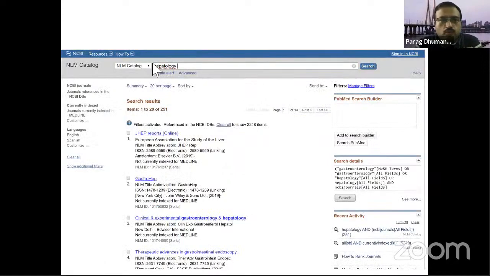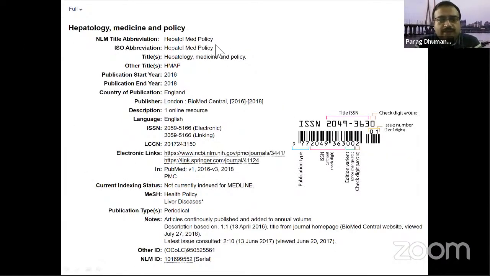So you have chosen one journal, Hepatology, Medicine, and Policy. It gives a complete kundali of the journal. It's the title, the year of start of publication, year of end. So this journal is no more published. It started from England, but it ended 3 years back. It's in English. This is the indexing. This is the ISSN. These are the electronic links. It's indexed in PubMed and PubMed Central. It is not currently indexed in Medline. These are the topics they cover. And this is also like the barcode of the journal, where each thing means a specific thing.